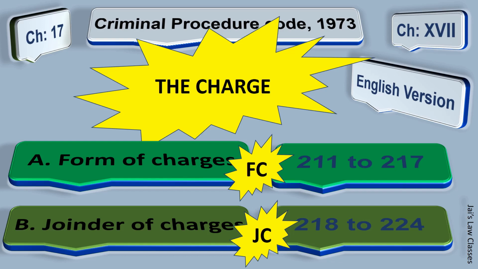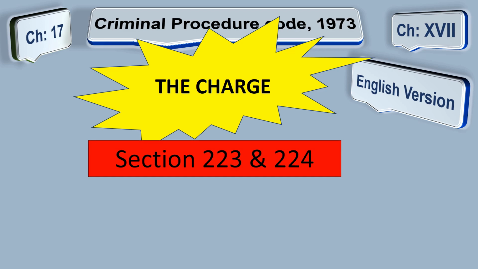Finally, we have covered both the parts of chapter 17, the charge, form of charges and joinder of charges, with section 223 and 224, which we are going to cover right now.